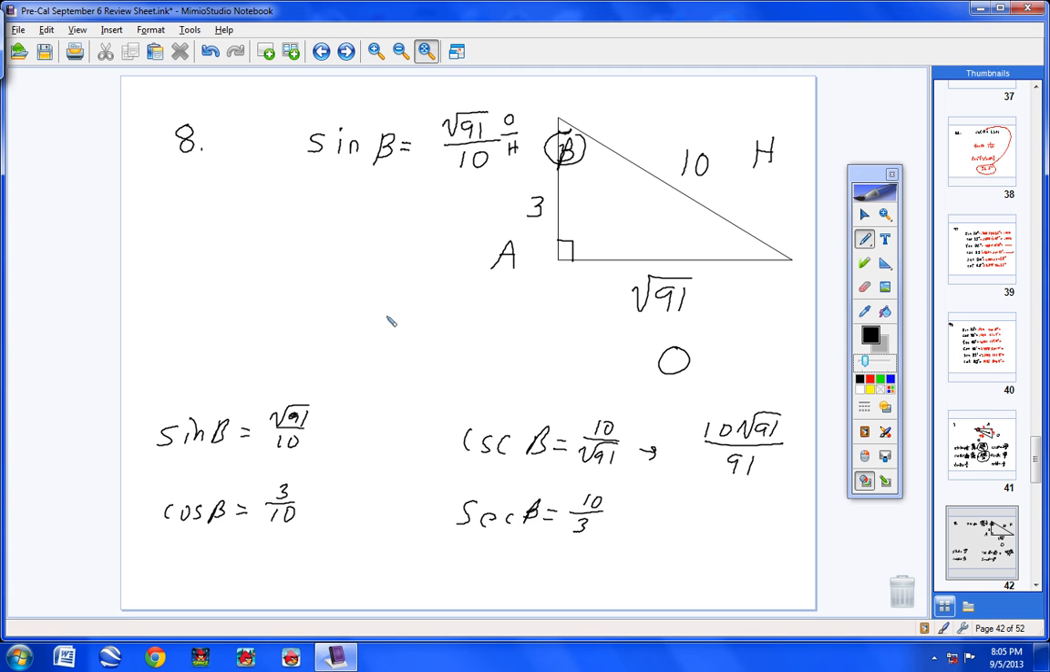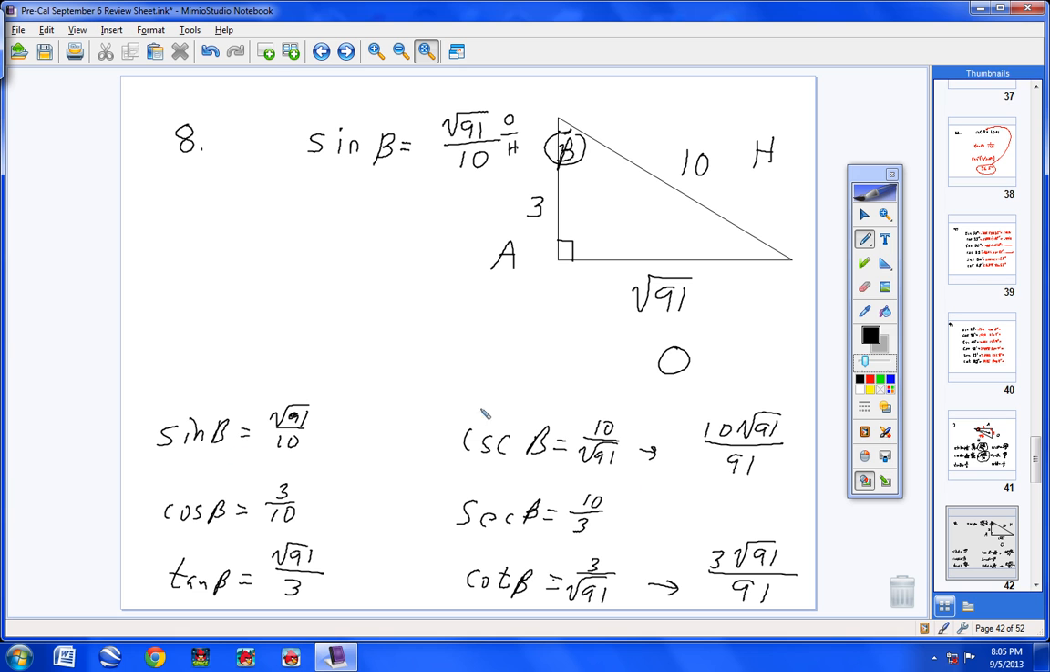Now let's continue on to tangent. The tangent of b is opposite over adjacent, so square root of 91 over 3. And so then the cotangent of beta would be 3 over square root of 91. So we're going to multiply the top and the bottom by the square root of 91, which would give us 3 square root of 91 all over 91. There we go. We did it.